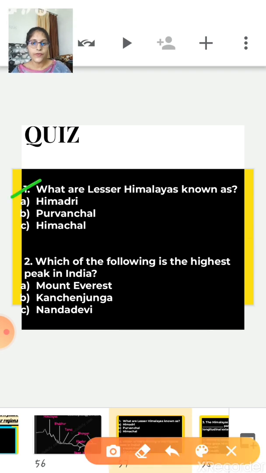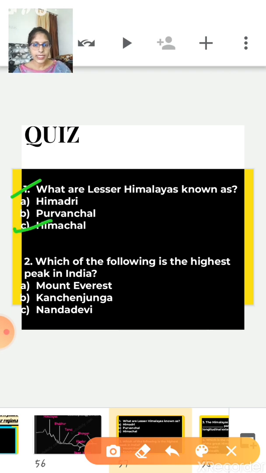Okay, so the first question is, what are the Lesser Himalayas known as? The options are: first, Himadri; second, Purvanchal; and third, Himachal. So now just tell me, what are the Lesser Himalayas known as? The Lesser Himalayas are also known as Himachal.